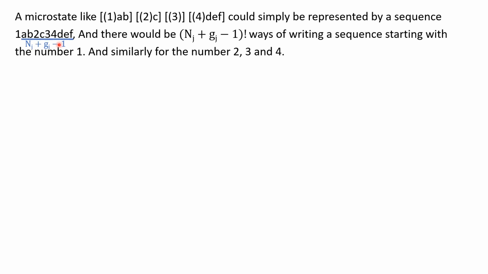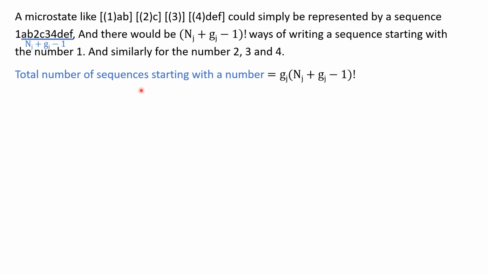However, in the previous slide, we said that those sequences which don't start with a number are meaningless. So if we start this sequence with 1, we are left with nj + gj − 1 items, and therefore we will have (nj + gj − 1)! ways of writing any sequence starting with the number 1. Similarly, we will also have (nj + gj − 1)! ways of writing a sequence for a distribution starting with 2, with 3, and with 4 as well.